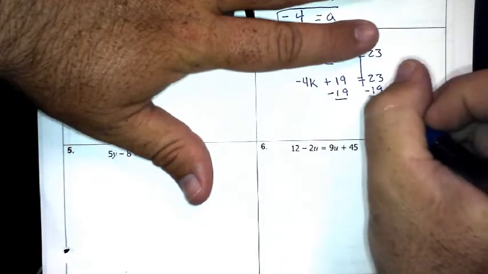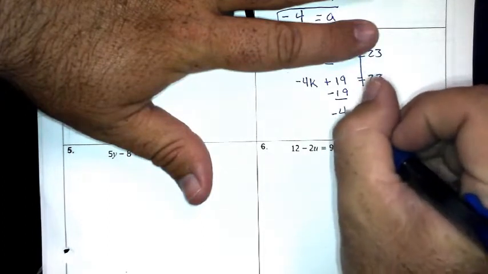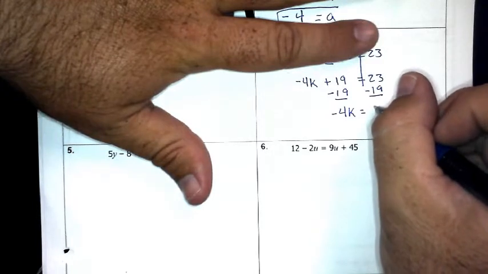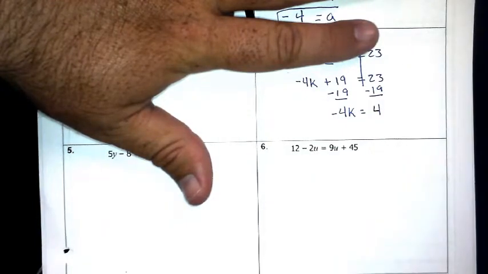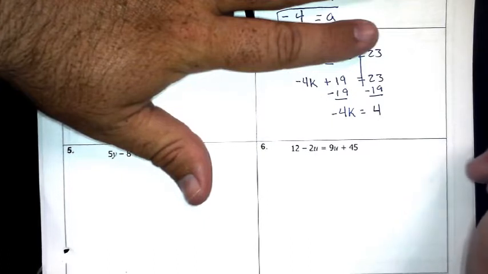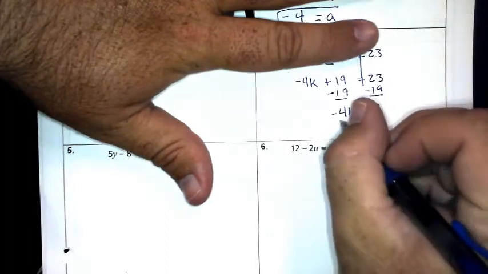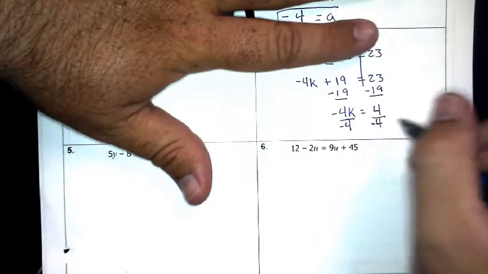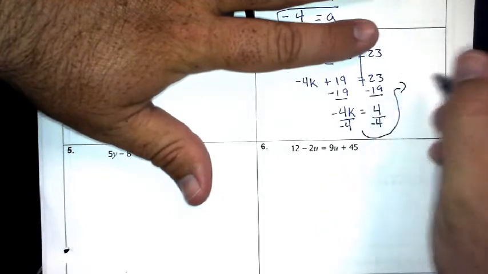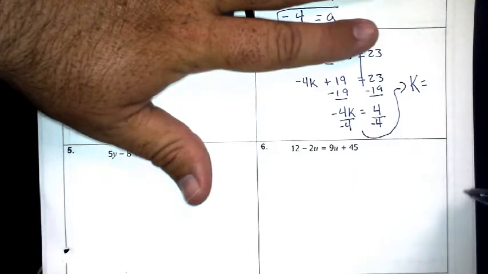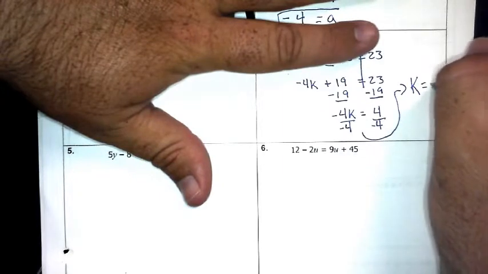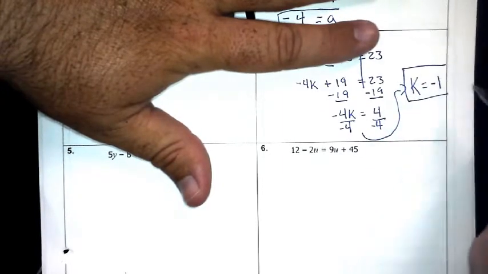So -4k equals 4. Thank you. And what is my final step? And I say final because once I do this, the k is now by itself. 4 divided by -4 is -1. Yes, you.